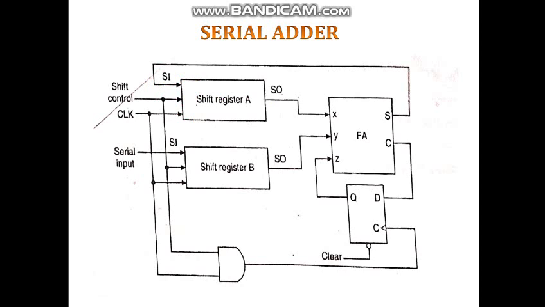After that, another control pin is used, the shift control pin. The shift control is used for controlling the shift operation, whether to shift in parallel or serially. For that purpose, a shift control is used. Another important signal is the clock. The clock signal is applied to the two shift registers as well as to the AND gate.